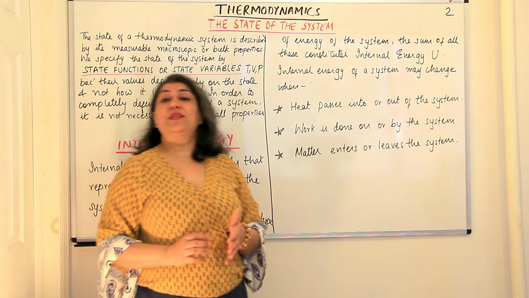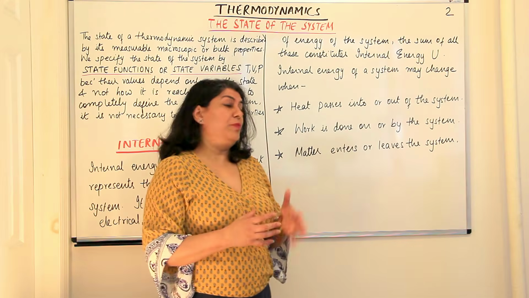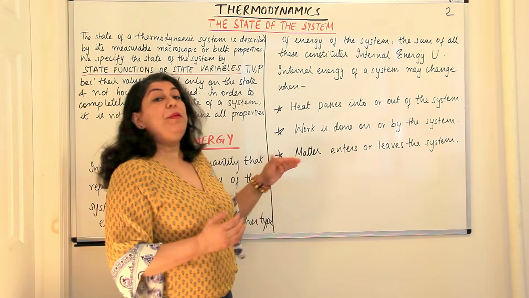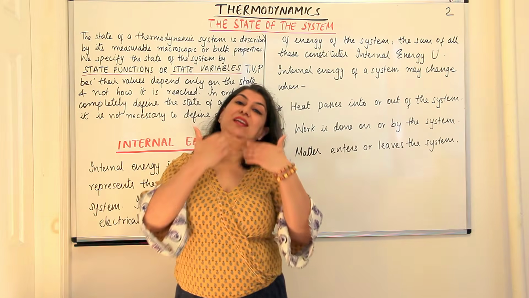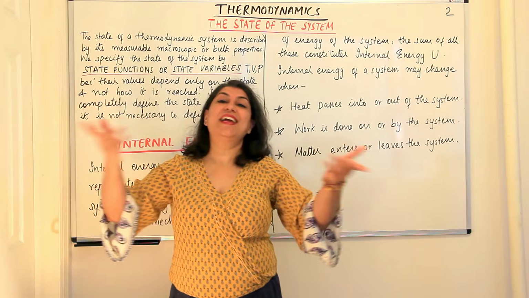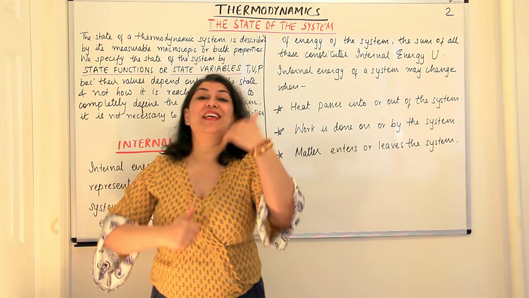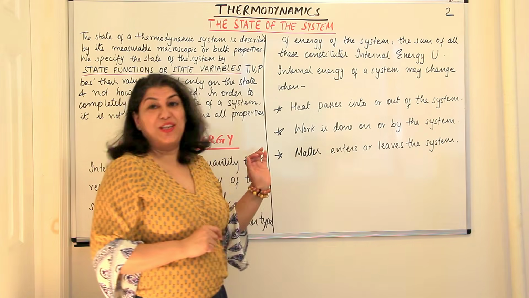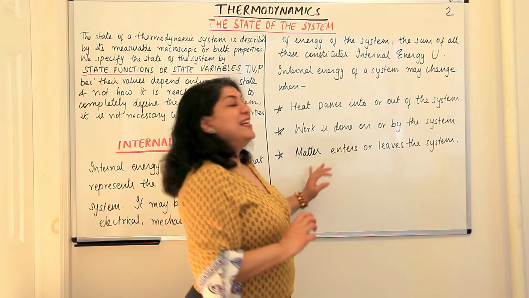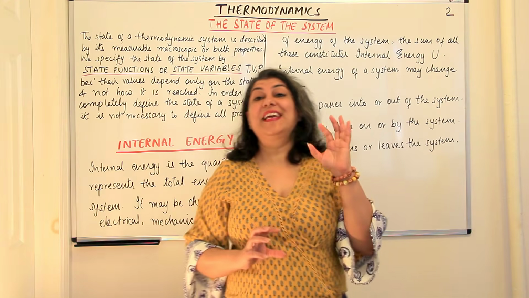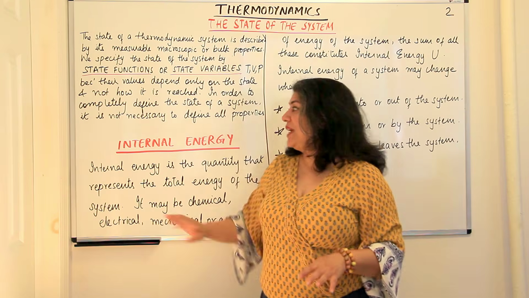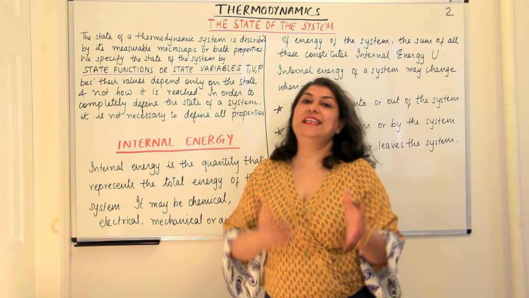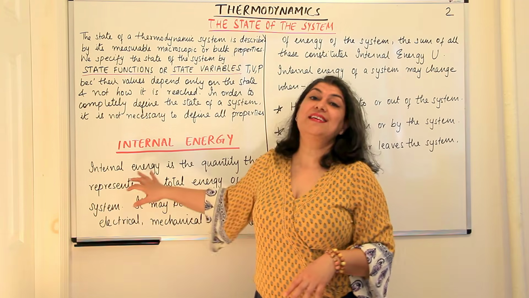And the third way internal energy can change is when matter enters or leaves the system. That is when I eat food, or when I exhale and give out matter, or I take in matter, and there are other ways of doing it too. So this was internal energy as a state function or a state variable. In the next video, I'm going to take up internal energy in detail and explain this as a state function to you.